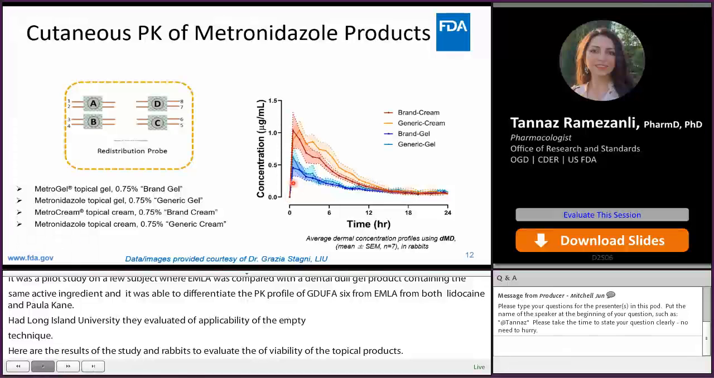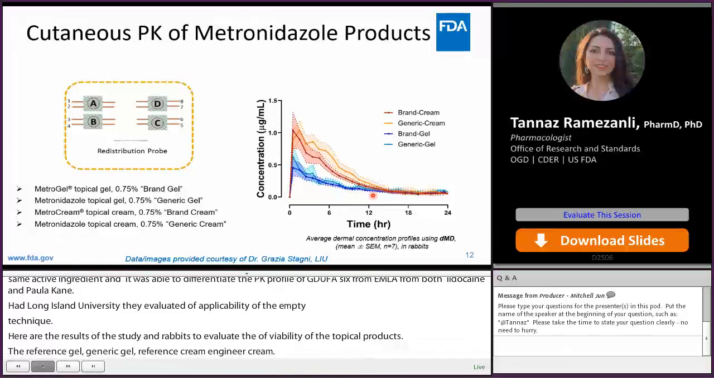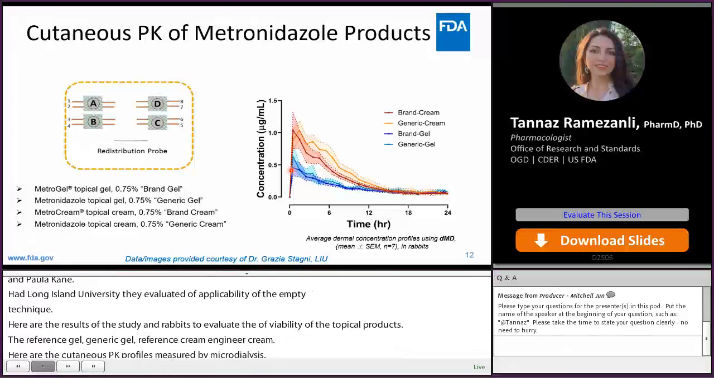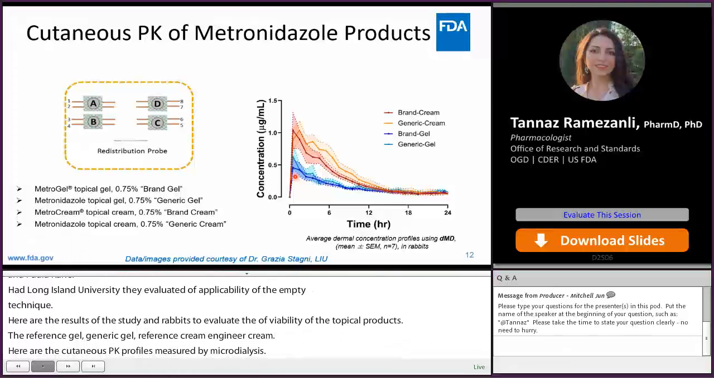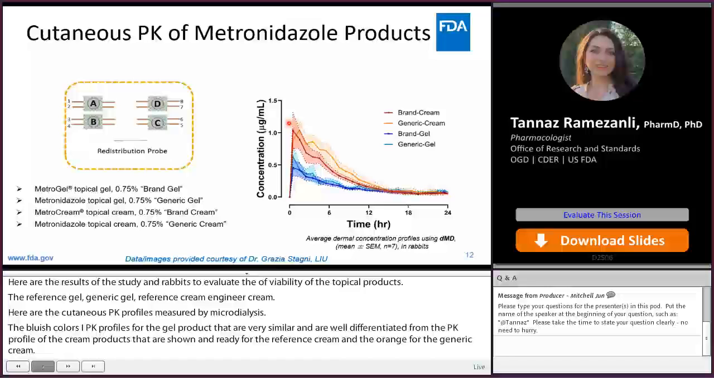So the bluish colors are the PK profiles for the gel product that are very similar and are well differentiated from the PK profile of the cream products that are shown in red for the reference cream and the orange for the generic cream. And the variability in the data is also very reasonable, considering that the data is not plotted in log scale.